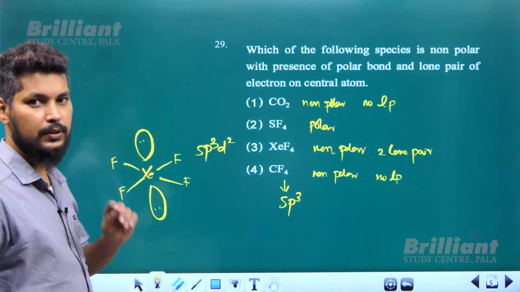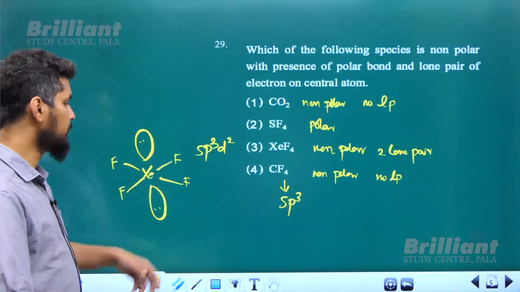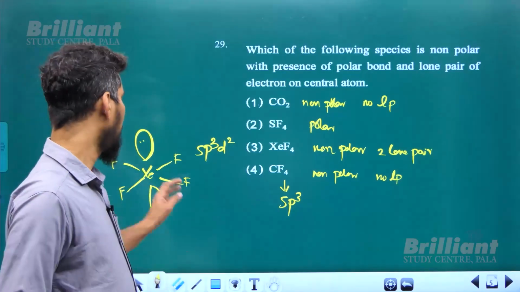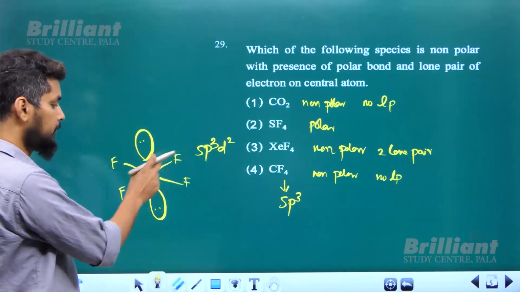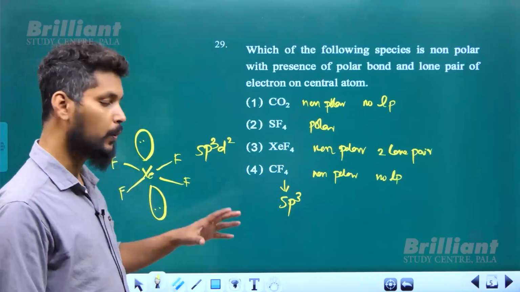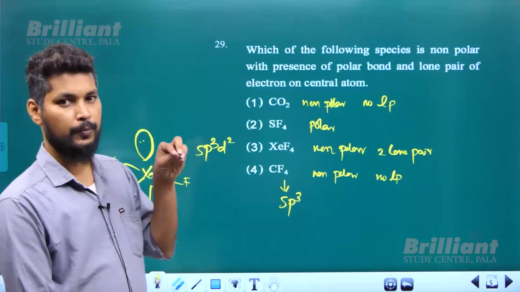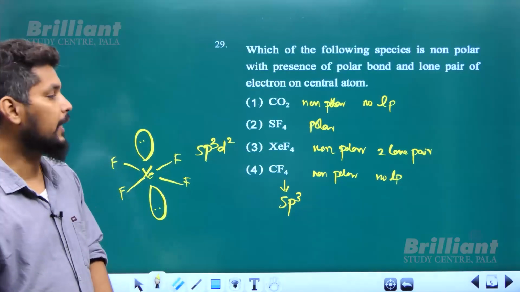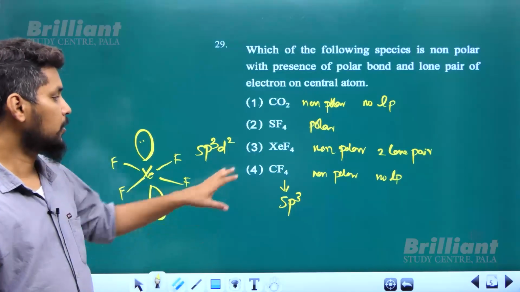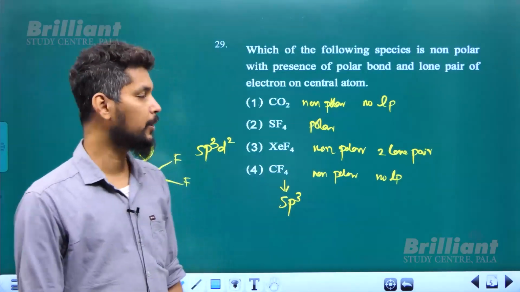Okay, so this is XeF4. You have xenon-fluorine polar bonds, but all the bond moments are cancelled, and it has lone pairs also. There are 2 lone pairs in opposite directions, so there also it will get cancelled. So the molecule as a whole is non-polar and it has 2 lone pairs of electrons, and that's what the question is.